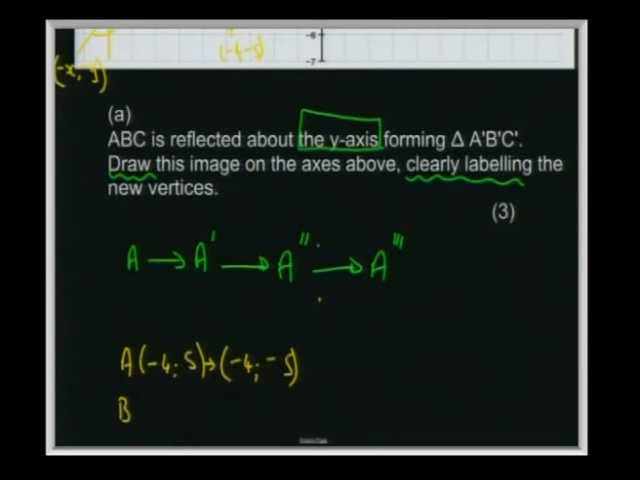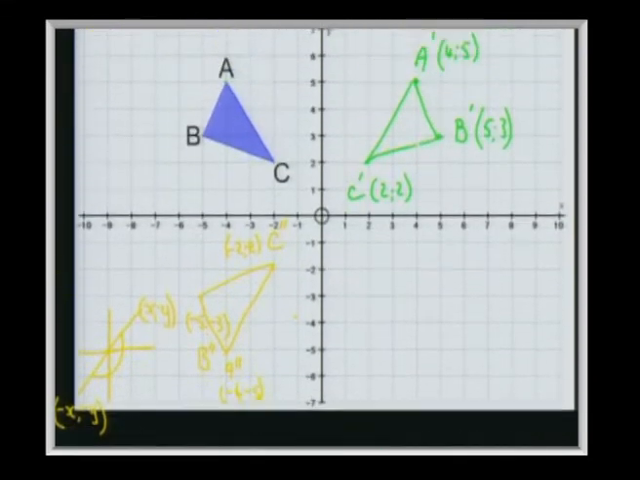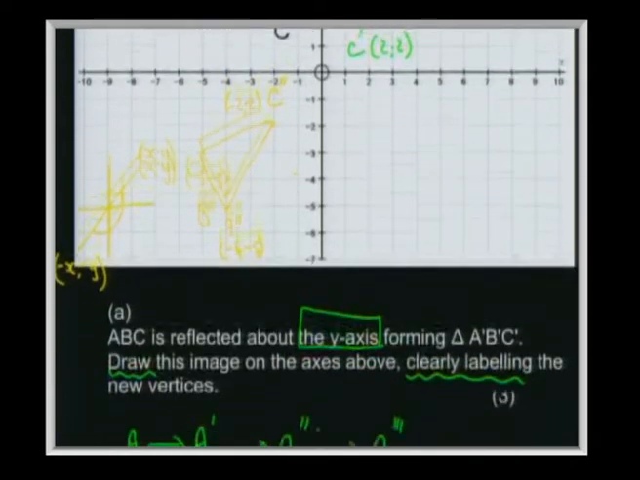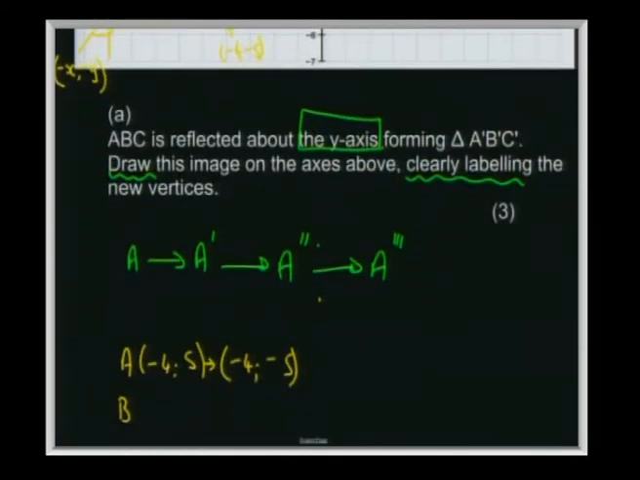Well, let's check on point B. B was the point -5, 3, and it became -5, -3. So it was -5, 3, and it became -5, -3. I'm sure some of you are noticing the transformation that's happened.